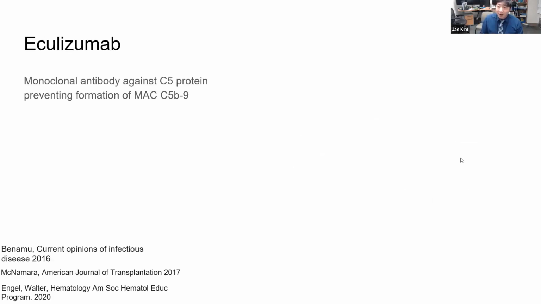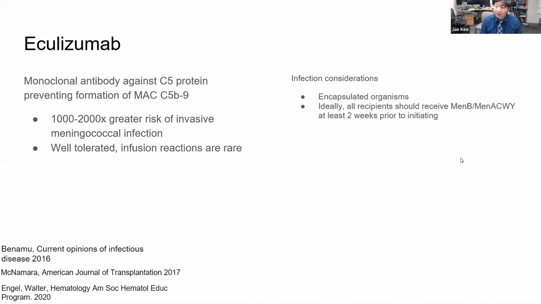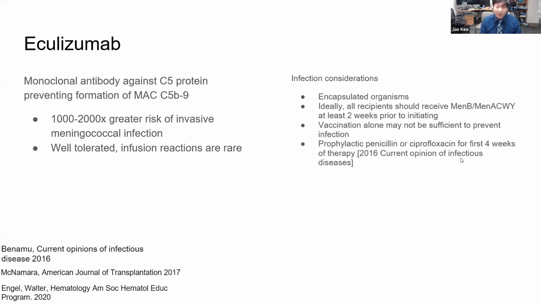Eculizumab is a monoclonal antibody against C5, preventing MAC formation. It carries a 1,000 to 2,000 times greater risk of invasive meningococcus. It's well tolerated, and infusion reactions are rare. It increases your risk of infections with encapsulated organisms. Ideally, all recipients should receive MenB and MenACWY at least 2 weeks prior to initiating, though vaccine alone may not be sufficient to prevent an infection.